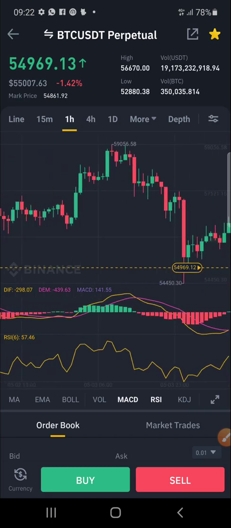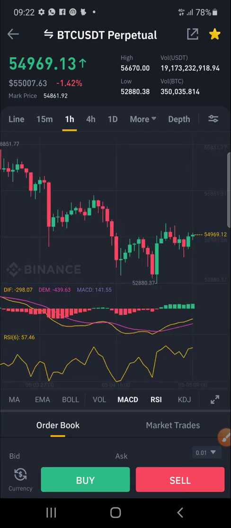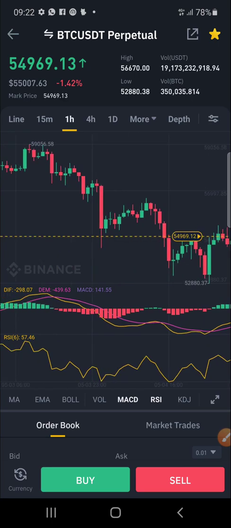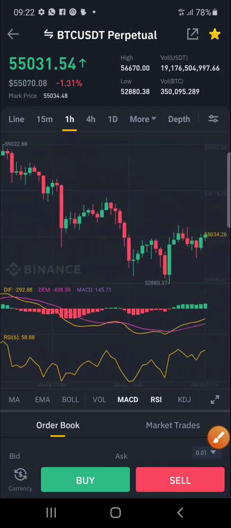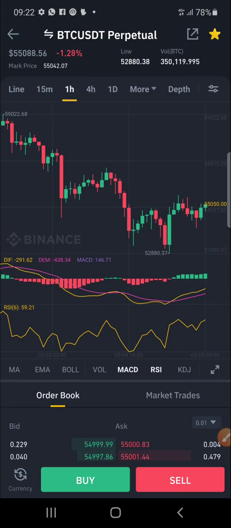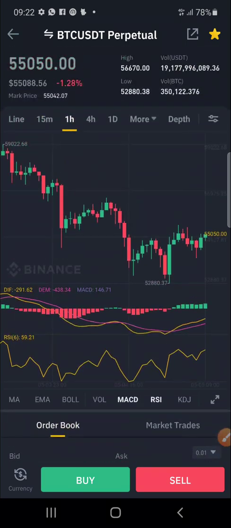Yeah, it's open now. Before you enter a trade, you must have done your analysis, like checking here to know if the market will go up or come down in the nearest future. So it depends. That's why you have to come here to your chart and do your analysis very well, and make sure you are trading well.